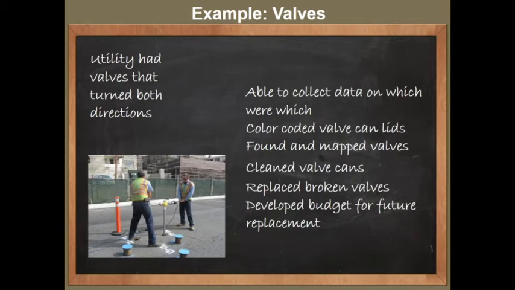They found and mapped all their valves so that they would have good locations. They cleaned the valve cans that had dirt or debris or whatever in it. They replaced the broken valves, and then they developed a budget that would help them with future replacement of valves. So now they have a lot better inventory.